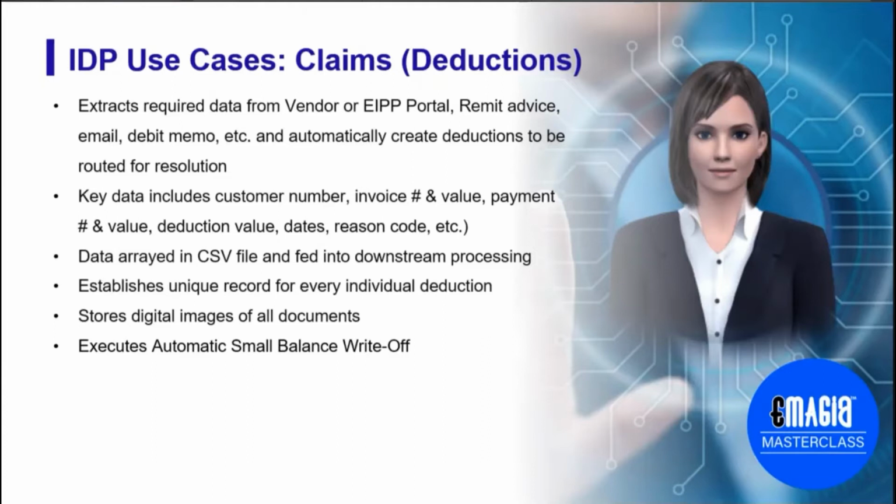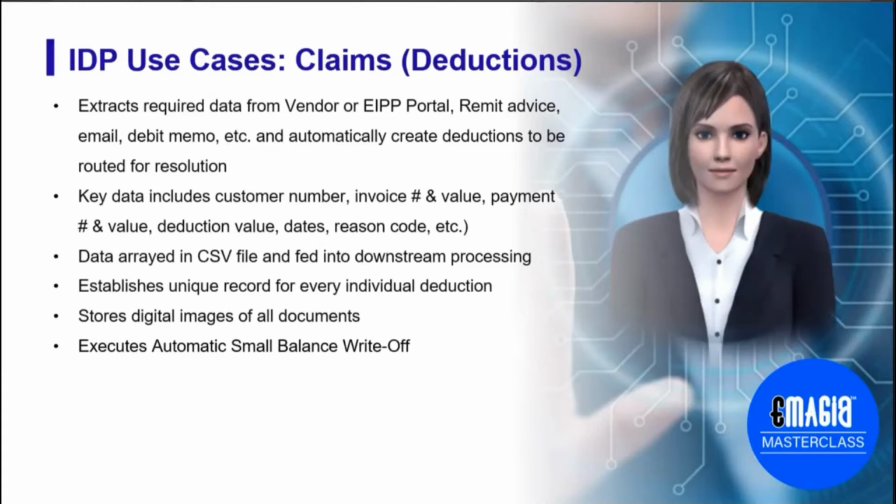So, quick example, if the customer short pays because they say, you charged me sales tax. I'm tax exempt. I don't pay sales tax. Well, that resolution should probably go to somebody in the tax department who has access to the required information to quickly determine if the customer was right or wrong. So that's where the reason code comes in real handy. So IDP extracts all this data for every deduction, arrays it in a CSV or other file format, and feeds it downstream for the next step in the resolution and clearing of that deduction.